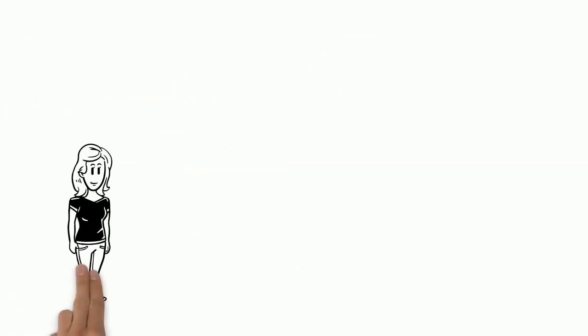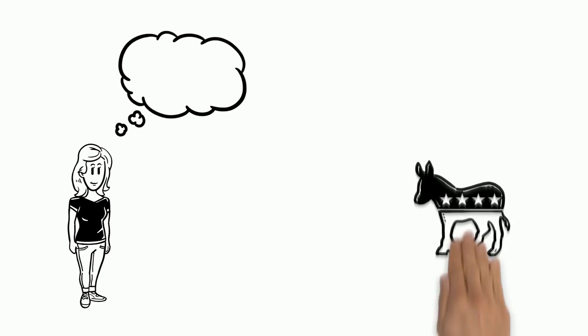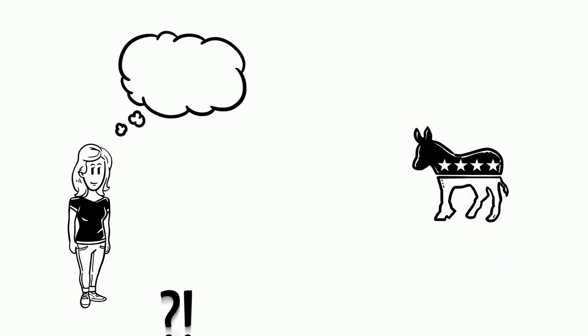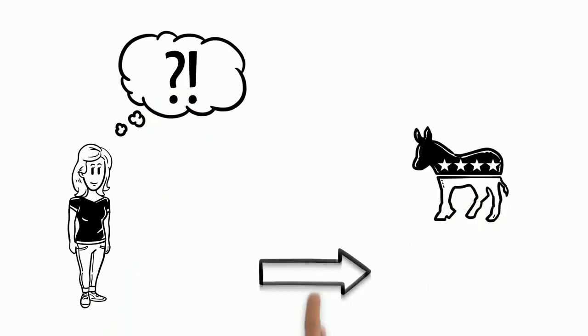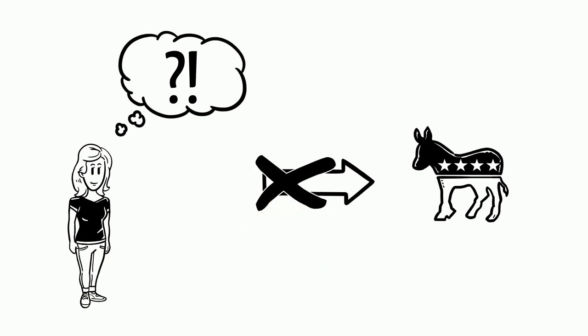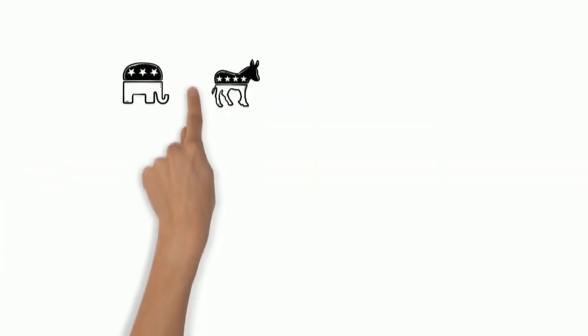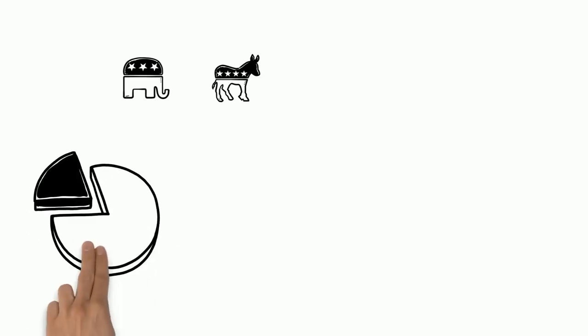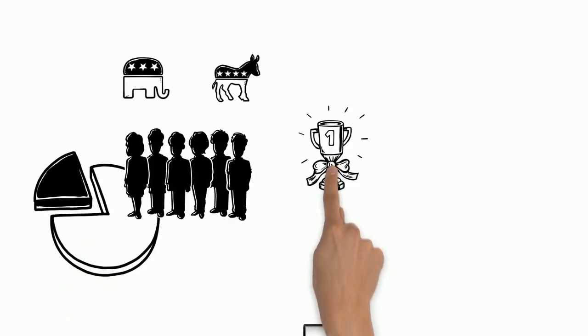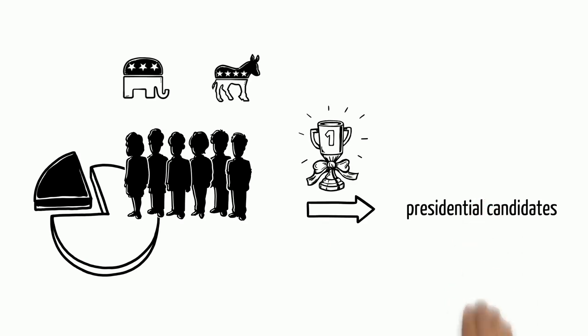By now, Emily knows exactly which candidate she'll vote for. But it's not quite that simple. She can't vote for him or her directly. Actually, she votes for a delegate, who then votes for her candidate. The two candidates who receive more than half of all the delegates' votes win the primaries and run as their party's presidential candidates.